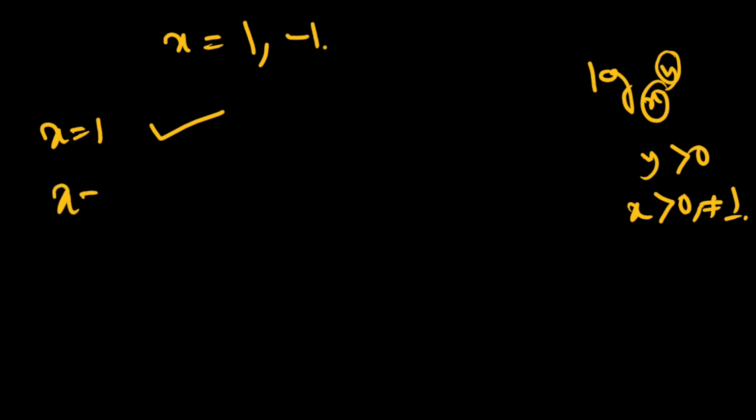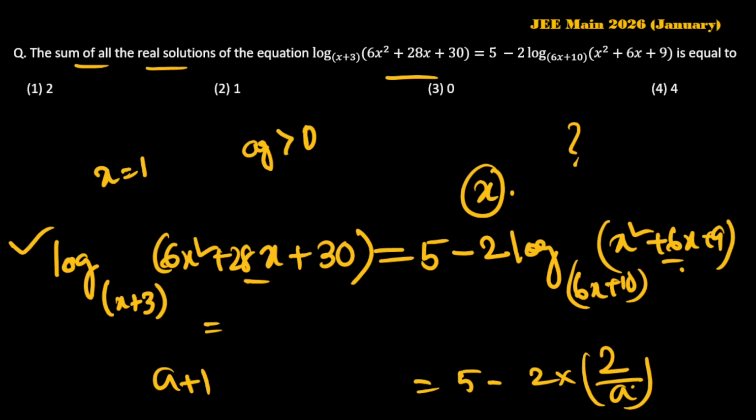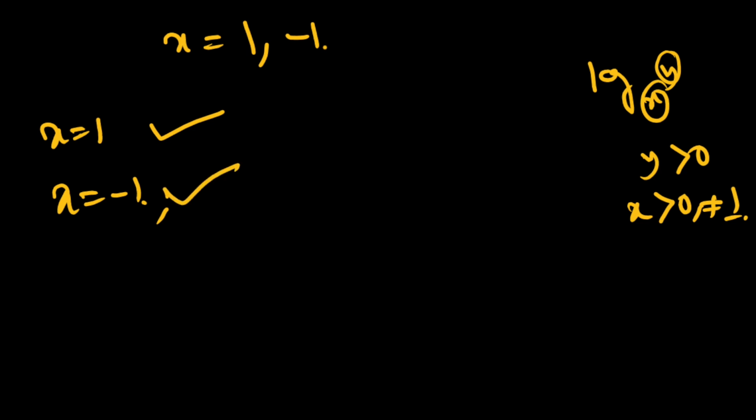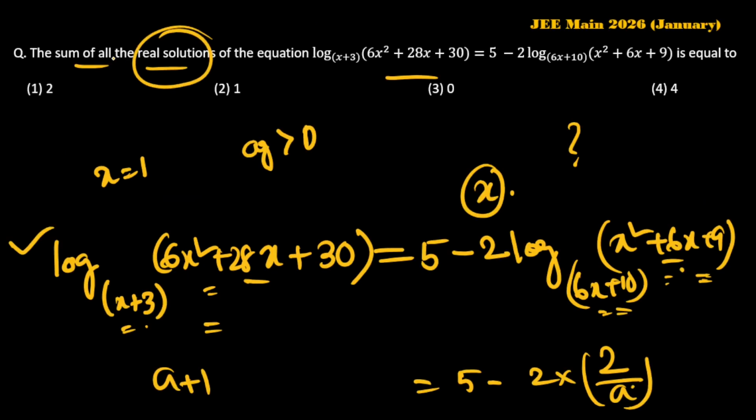The second one is x is equal to minus 1. When we put the value here, this and this, and here also, x is equal to minus 1, we see that it is 2. So it is greater than 0 and not equal to 1. That is also greater than 0, not equal to 1. That also greater than 0, not equal to 1, and this argument is also greater than 0. So therefore x is equal to minus 1 is also a solution. So both x is equal to 1 and x is equal to minus 1 are solutions. The question asked for the sum of all real solutions of this equation.